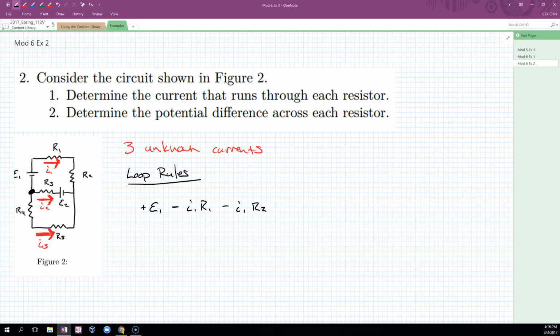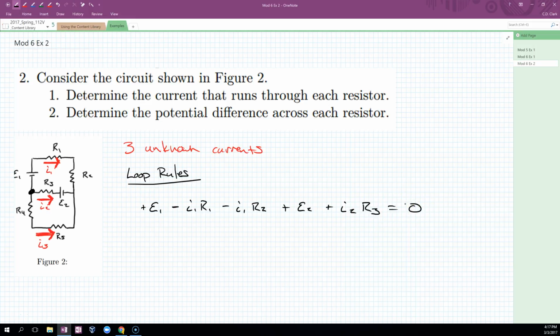And now I'm going to go through the middle branch from right to left. I run into the EMF 2, and I'm going from the negative side to the positive side, so this is going to be a plus EMF 2. And then I'm going through R3 in the opposite direction of the current that I have drawn, right? I'm going against that arrow, so that's going to have to be an increase. I've got plus I2 R3, and that has to be equal to 0. All right, so that's one loop rule.